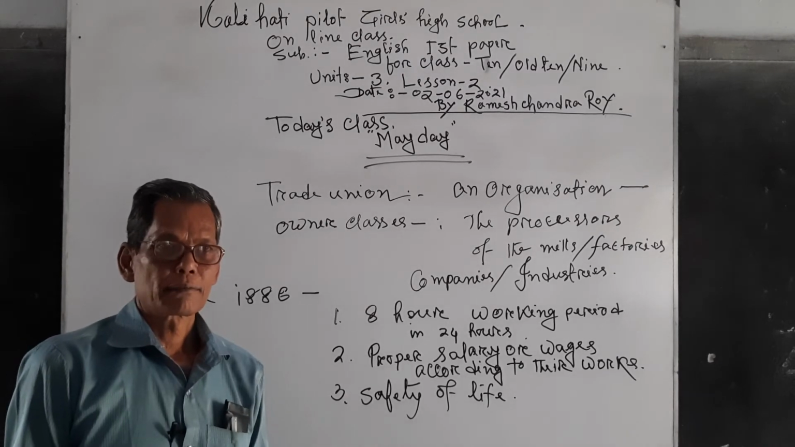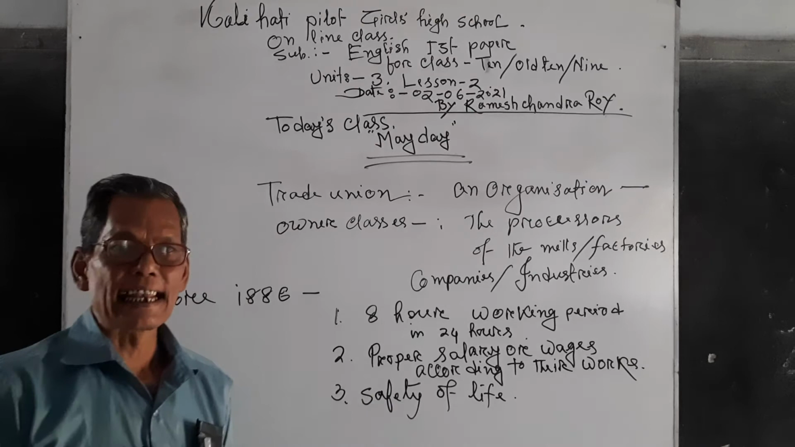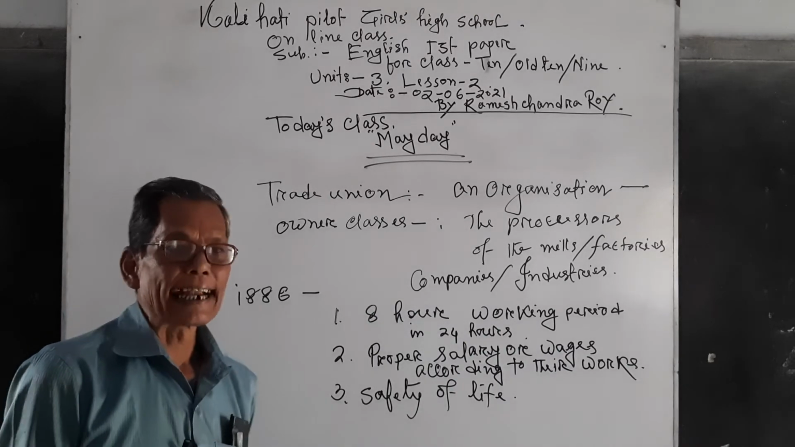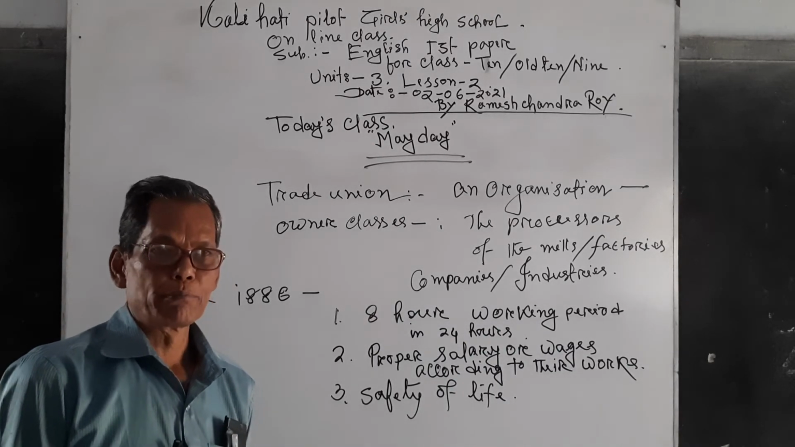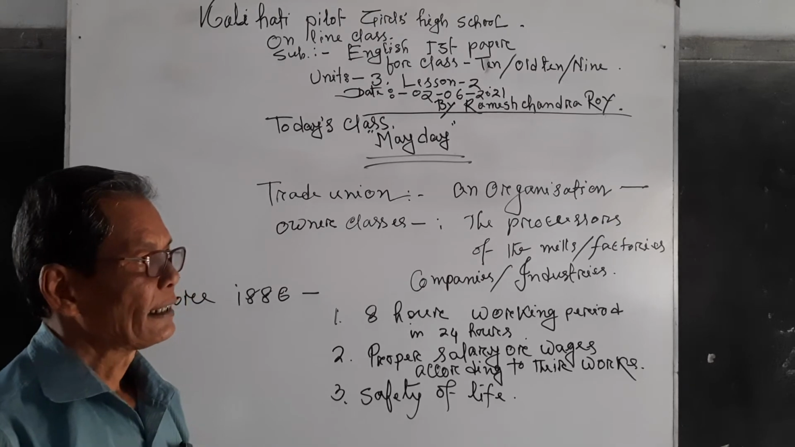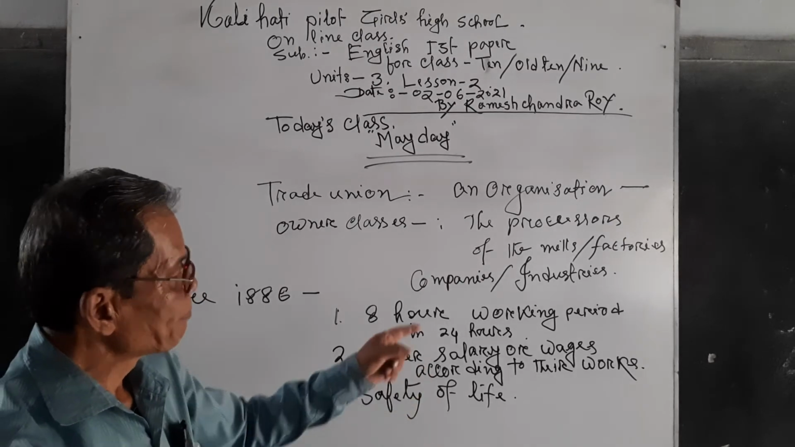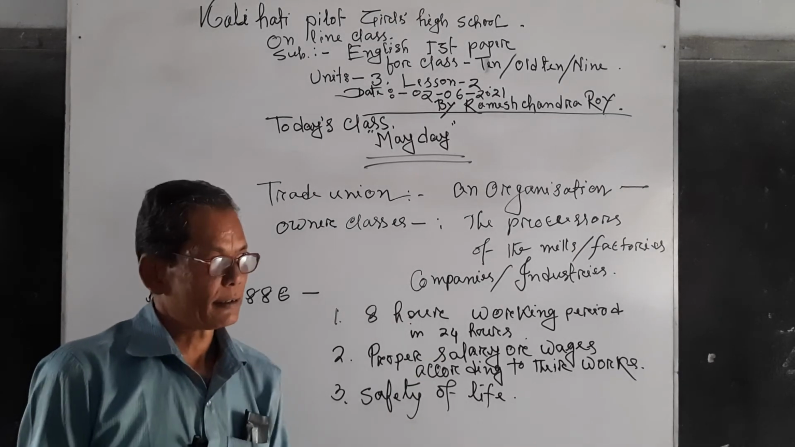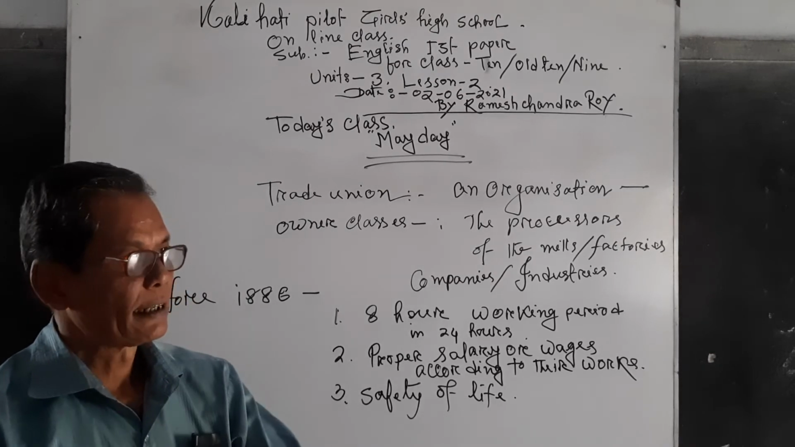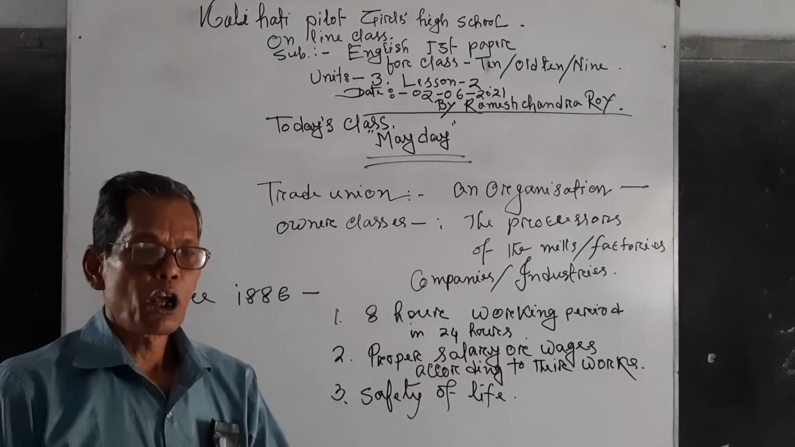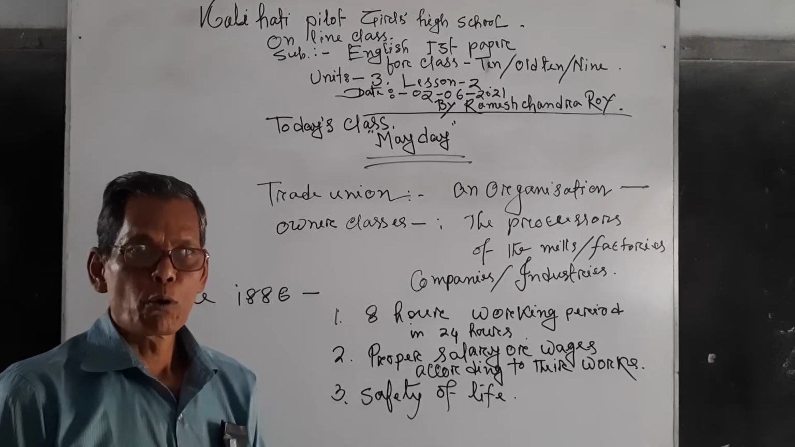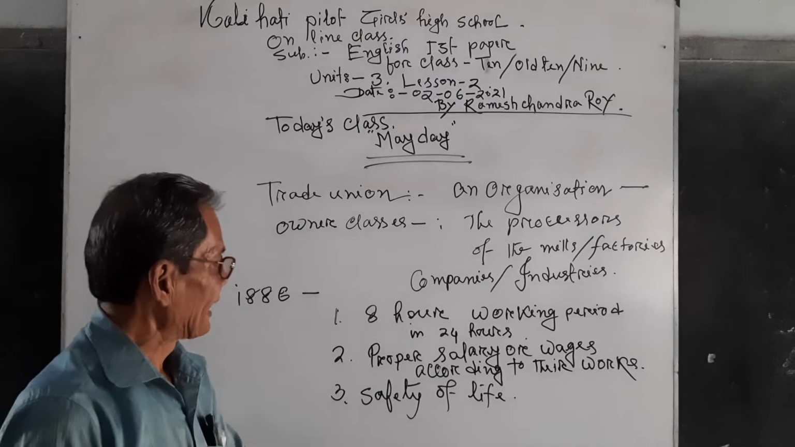But they did not get proper wages and salaries according to their work, and they had no safety of life. If any worker died in the factories, companies and mills while working, their family had to pass their days without food, clothes and medicine, and at last they had to die without it. Okay? And that is why there are three points.